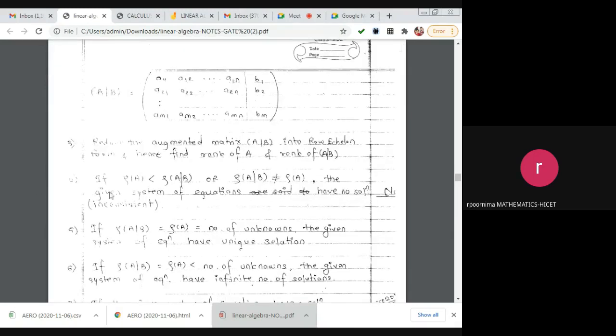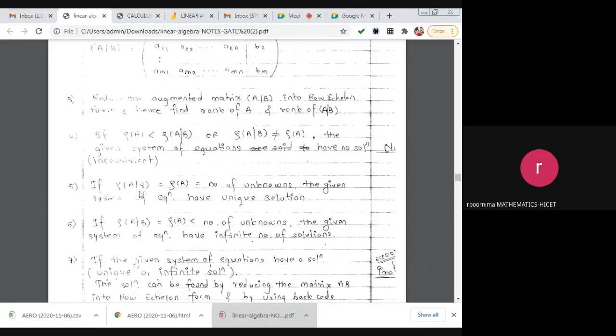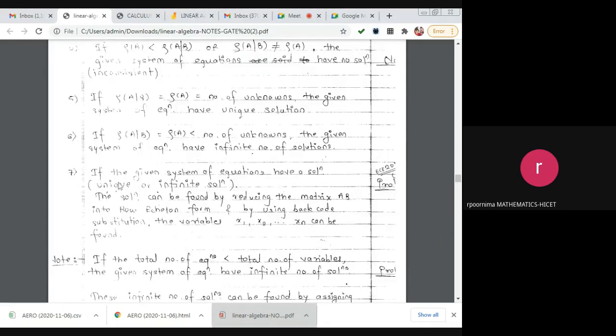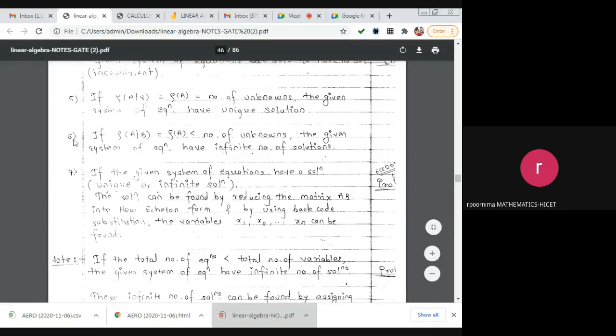So after getting the rank, if rank of A is less than rank of AB, that is, rank of AB is not equal to rank of A, the given system of equations has no solution. Okay, it is called inconsistent. If rank of AB, the augmented matrix rank, is equal to rank of A, which is equal to the number of unknowns, then the given system of equations has a unique solution. If rank of AB is equal to rank of A, which is less than the number of unknowns, then the given system of equations has an infinite number of solutions.